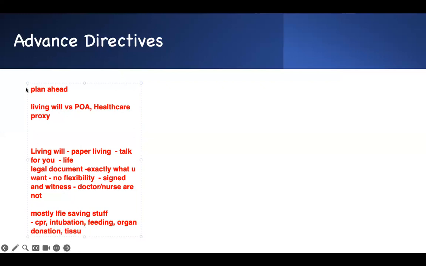It can also involve tissue donation, all those things, comfort care. You're basically telling them what to do in that situation. Keywords: it can be revoked. You can revoke it anytime you want, either verbal or in written. No exception.